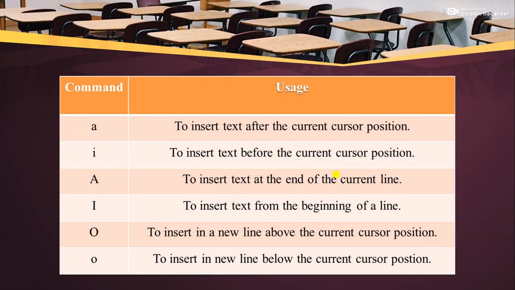First is small a, to insert the text after the current cursor position. Next, small i, as we used, to insert the text before the cursor position. Capital A, to insert the text at the end of the current line. Capital I, to insert the text from the beginning of the line. Capital O, to insert in a new line above the current cursor position. And small o, to insert in a new line below the current cursor position.